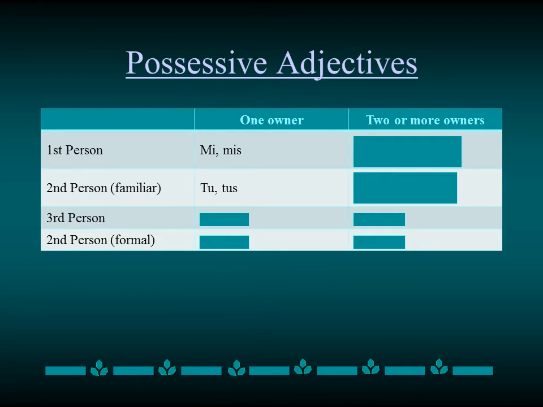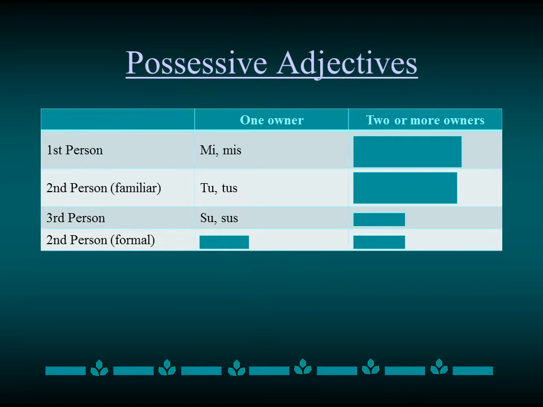Second person is going to be tu or tus. Again, tu ojo, your eye. Tus ojos, your eyes. And notice there's not an accent over tu. For example, if we're talking about the word you, like you speak, tú hablas, we have an accent over the you. If it's talking about your eye, tu ojo, there's no accent. That's how you can tell those words apart. All right, third person, his and her. Su, sus, so his eye, su ojo, her eyes, sus ojos.